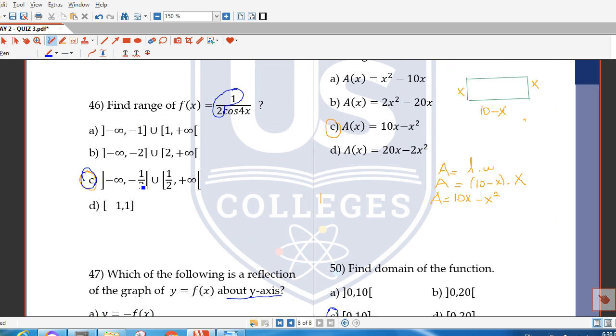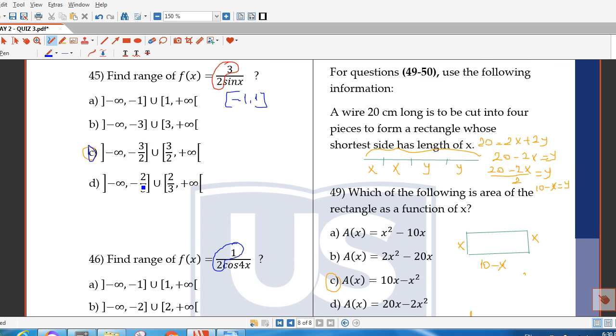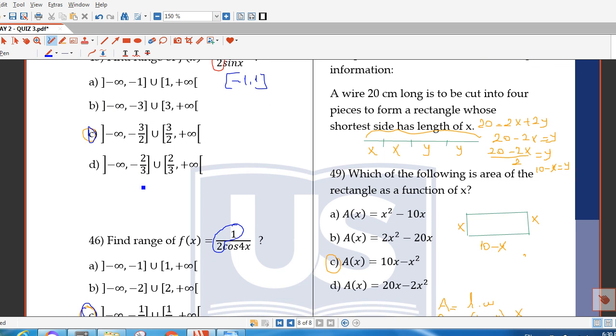The last two questions. It is a question from the book. There is a wire 20 centimeters long, and we are going to cut it into 4 pieces to form a rectangle. The total length is 20 and the shortest side has a length of x.